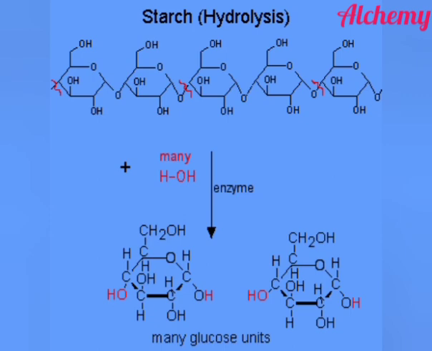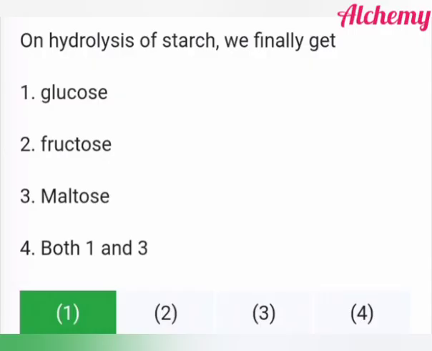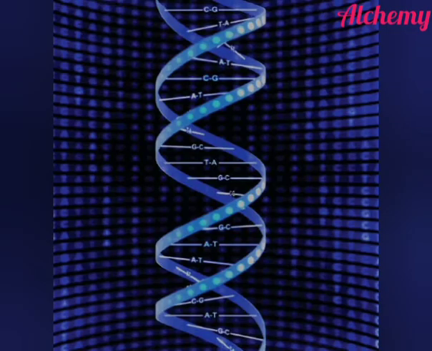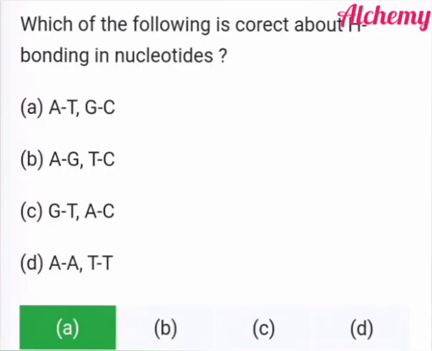Starch is made up of glucose. So the hydrolysis of starch results in the formation of many glucose units. So the correct answer is option 1, glucose. Next question, which of the following is correct about hydrogen bonding in nucleotides? The correct sequence is ATCG. So the correct answer is option A.